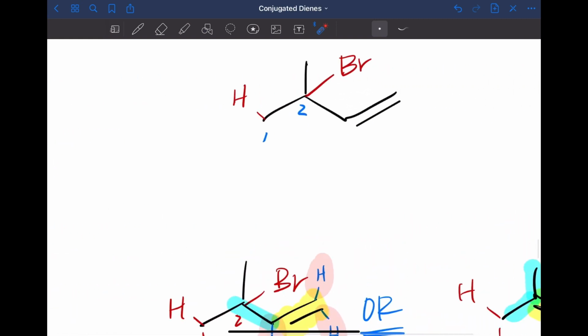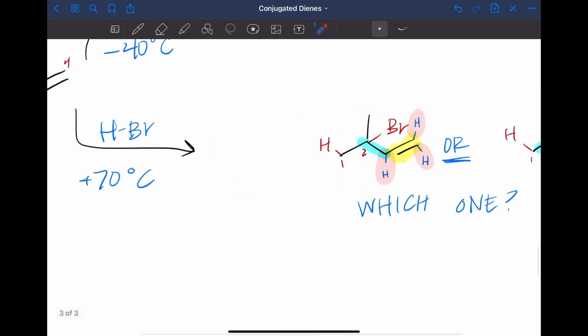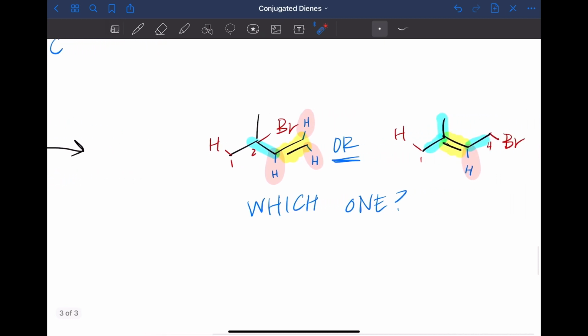which means that we were adding to carbons 1 and 2 of our conjugated diene. We have hydrogen at carbon 1, bromine at carbon 2, and our double bond between 3 and 4. So that 70 degrees Celsius tells us that we want the thermodynamic product because it is a much higher temperature. So we're going to draw out both the 1,2 addition and the 1,4 addition. And we're going to determine which one is the thermodynamic product depending on which one yields a more stable double bond or a more substituted double bond.